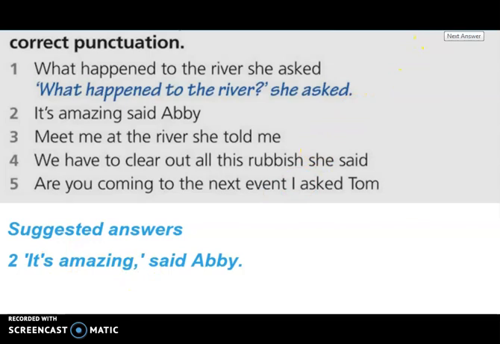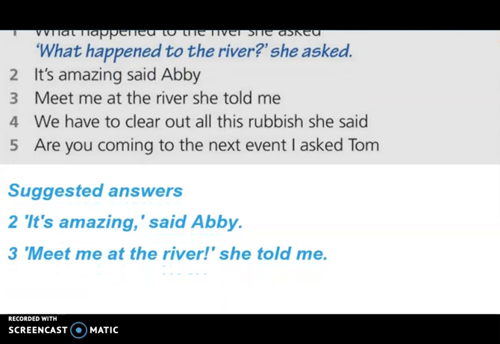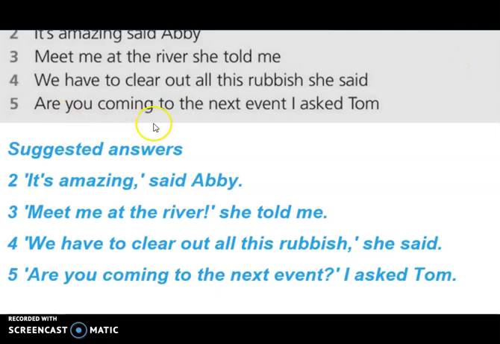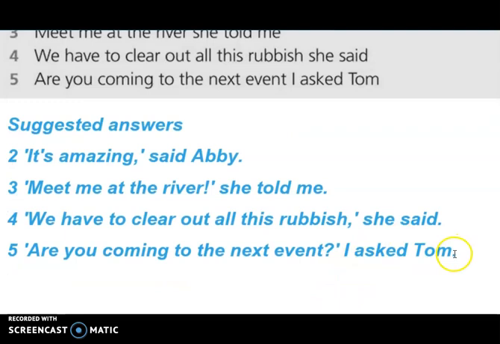Next, meet me at the river. Here we have exclamation mark. Then we have to clear out all this rubbish. We have here comma inside the quote marks. Finally, are you coming to the next event? Question mark, then quote. Finally, I asked Tom.